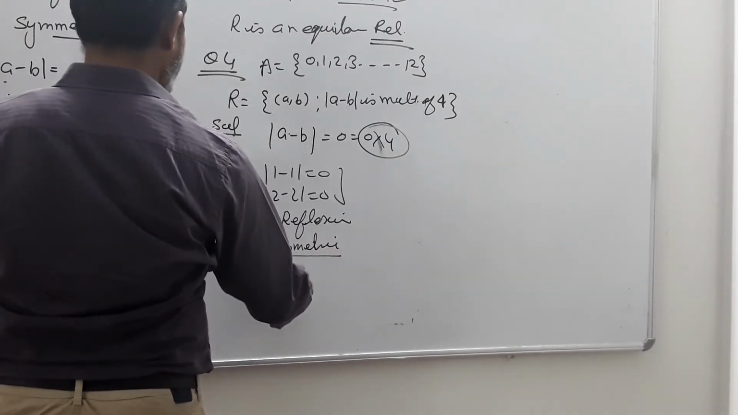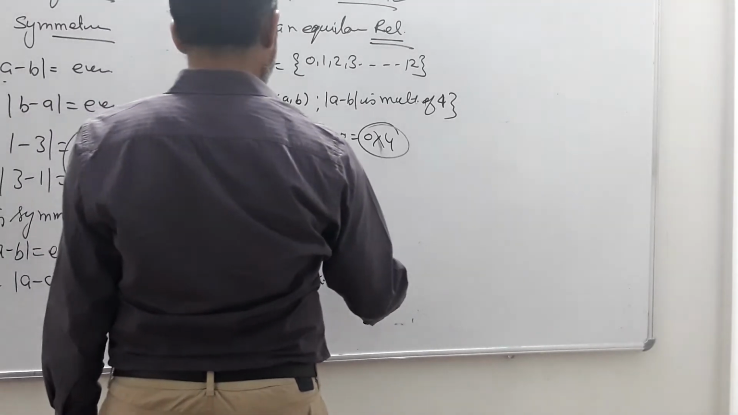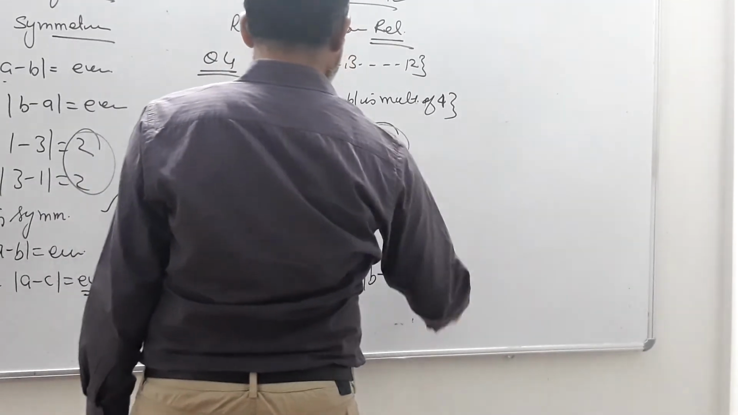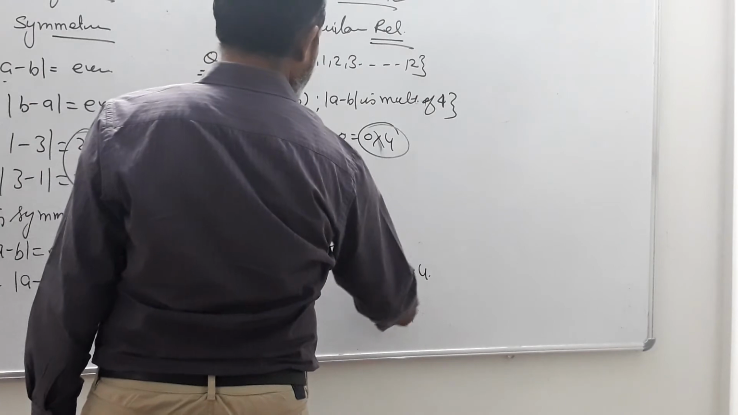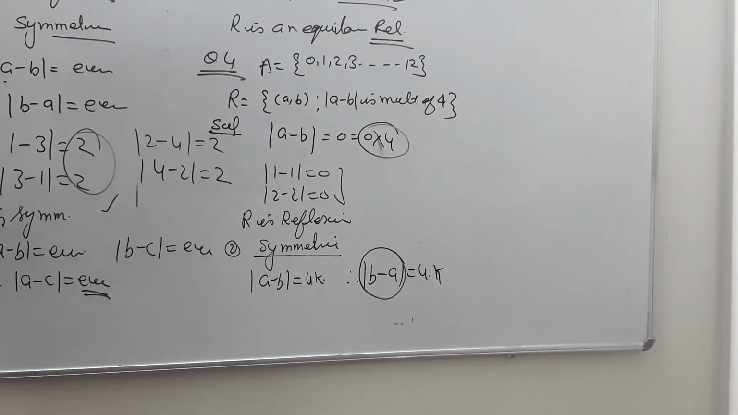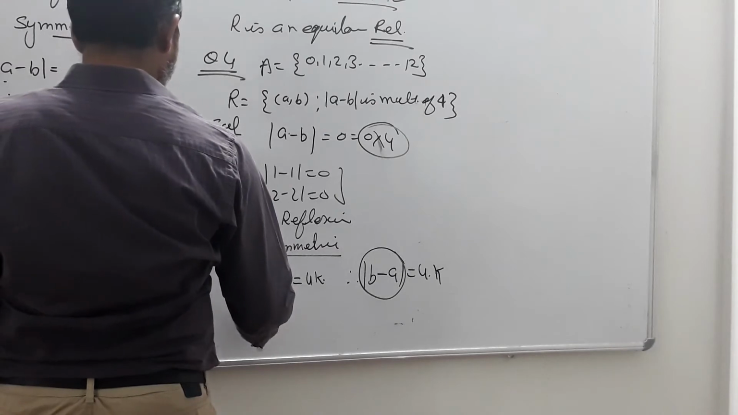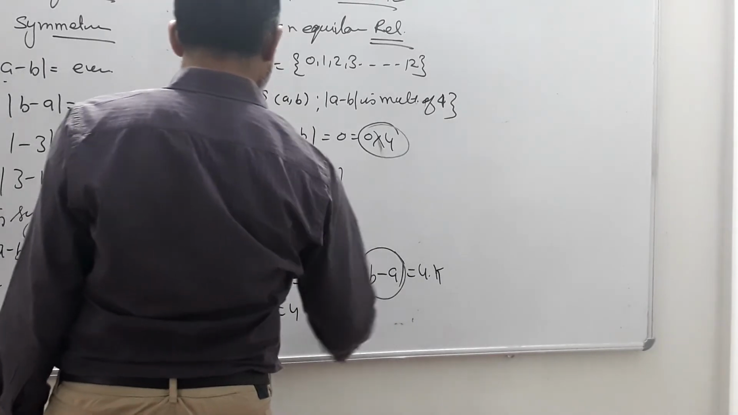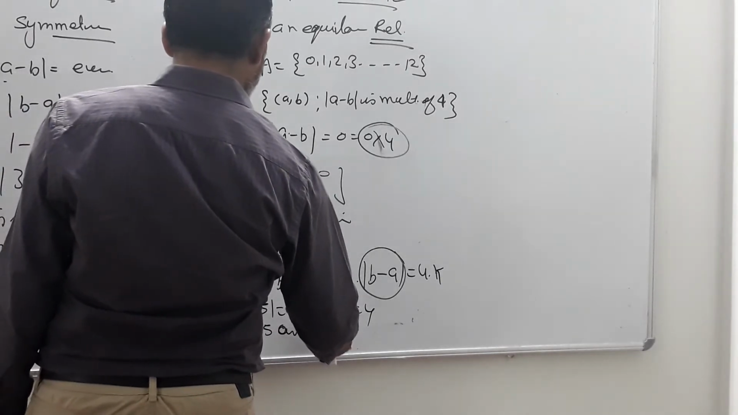Second part, for symmetric. If mod A minus B is a multiple of 4, 4 times K, therefore B minus A is also a multiple of 4. Because A minus B is a multiple of 4, then B minus A is also a multiple of 4, because modulus always represents the positive. For example, 1 minus 5 is equal to 4 or 5 minus 1 is also equal to 4. Therefore, 1 is related to 5 and 5 is related to 1.